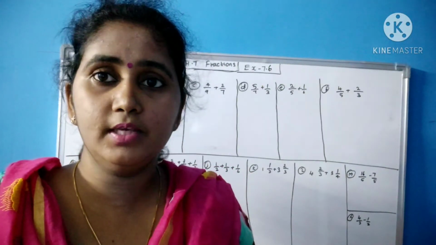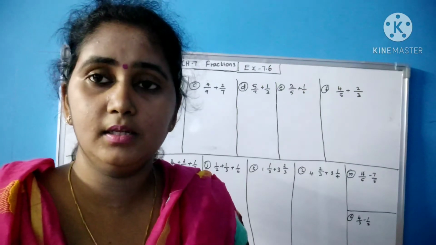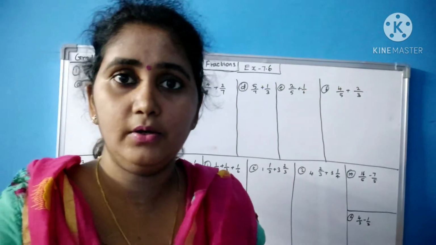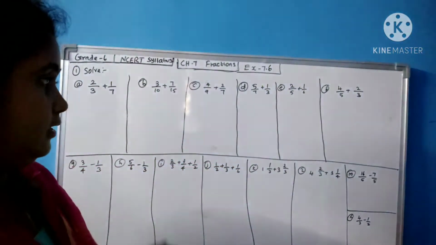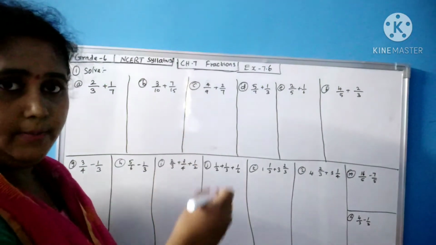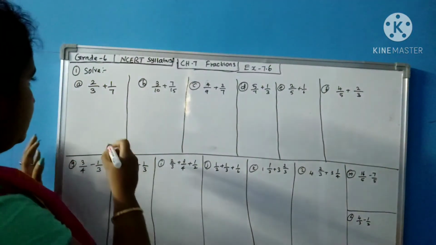So today we are going to see exercise 7.6 in the chapter Fractions in your NCERT syllabus of grade 6. Okay, so now we see the first sum. We will solve one by one. Okay, you have to solve this.